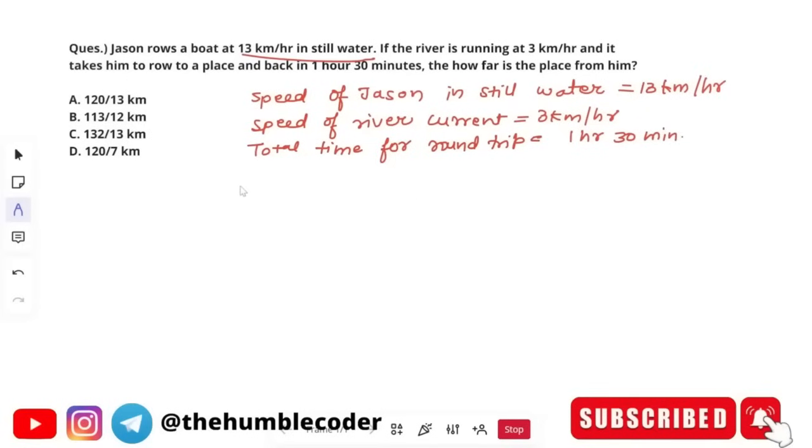Okay, so see, first of all, based on this data, there are two speeds that we can deduce. Okay, what are the two speeds? First speed is the speed while going, which is also called downstream, right? So that is how much? 13 plus 3 kilometers, which is going to be your 16 km/h.